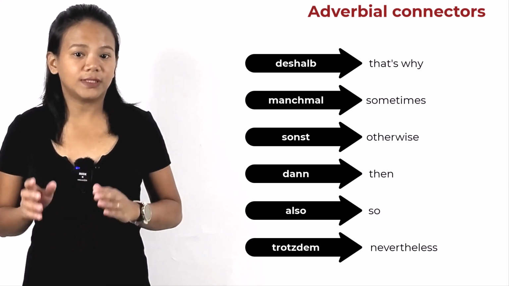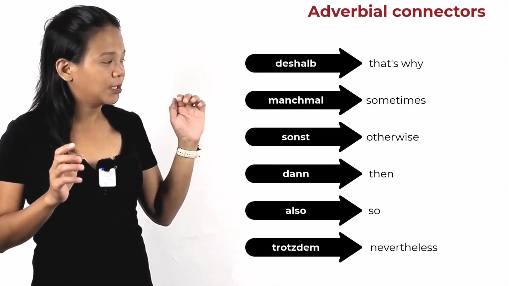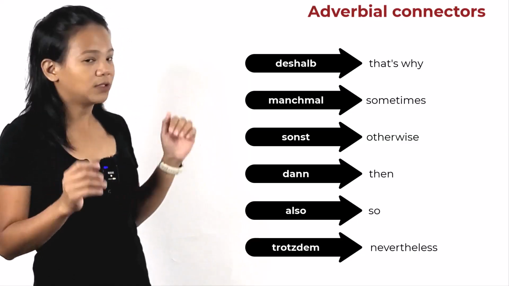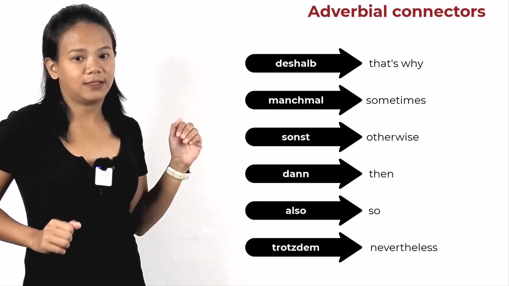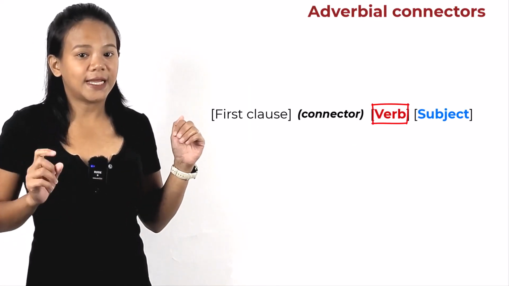Remember, if you use these connectors, deshalb, manchmal, sonst, dann, also, trotzdem, apply inversion after these connectors. Verb first, then the subject.